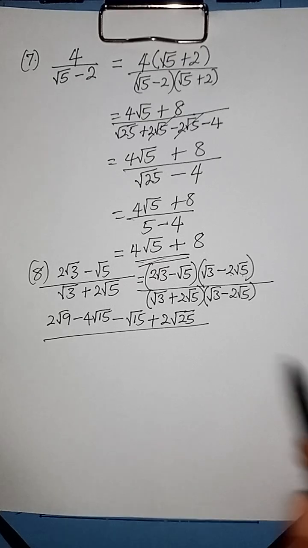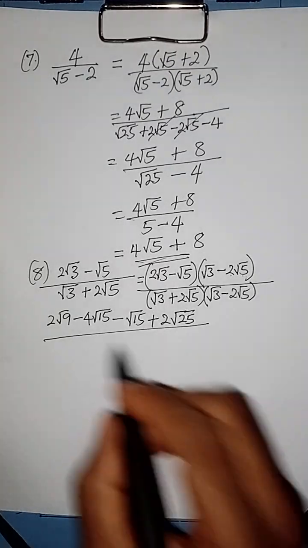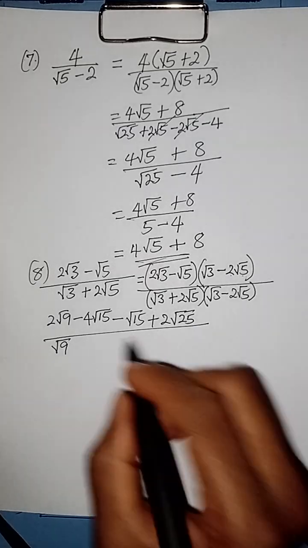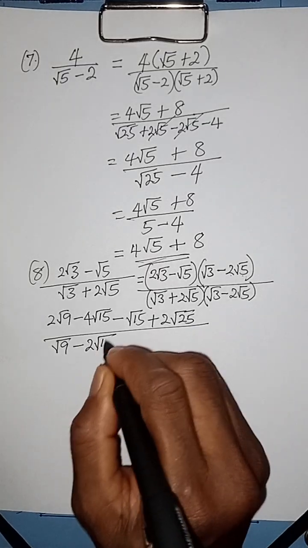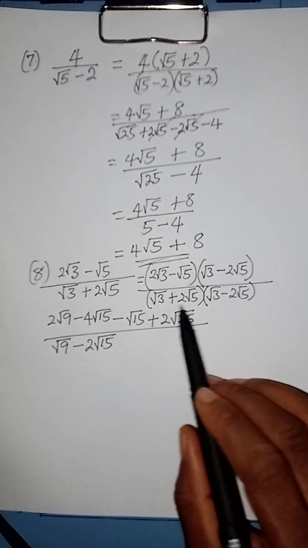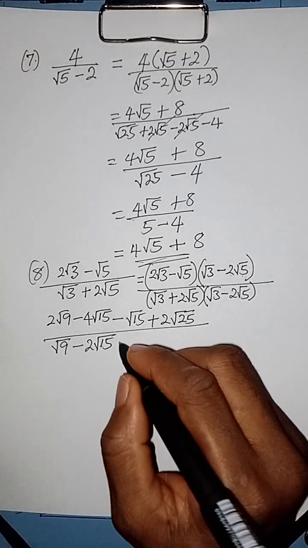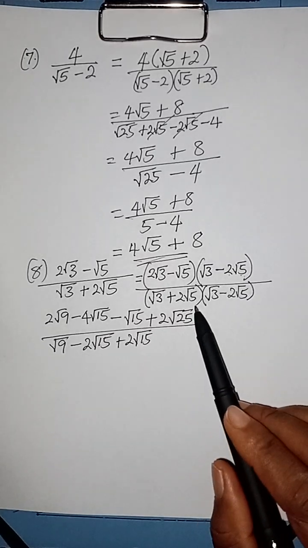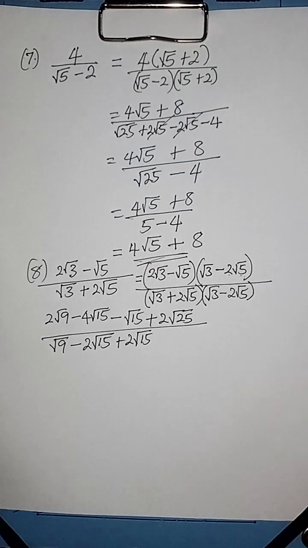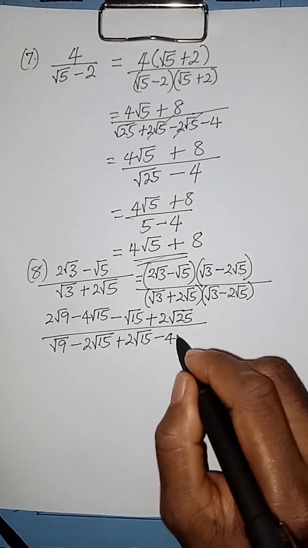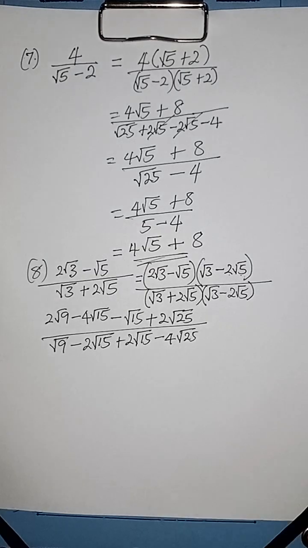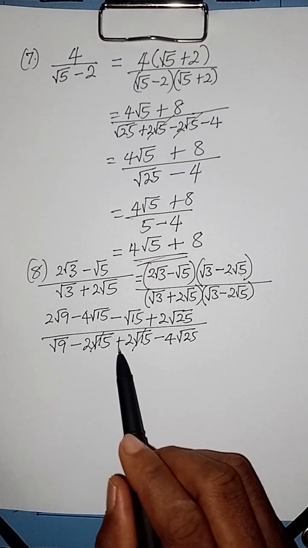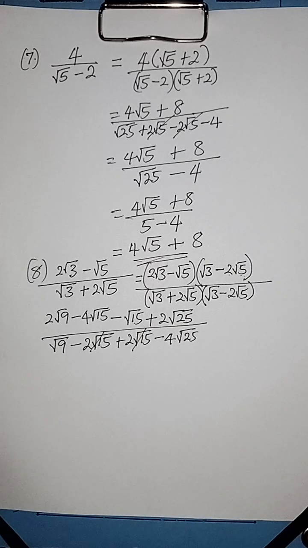Divide. The same thing, root 3 times root 3 is root 9. Root 3 times this, it will be 2 root 15. Then plus 2 root 5 times root 3 will be plus 2 root 15. And then plus 2 root 5 times minus 2 root 5 will be minus 4 root 25. You can see this will go because minus this plus this is 0, so it's gone.